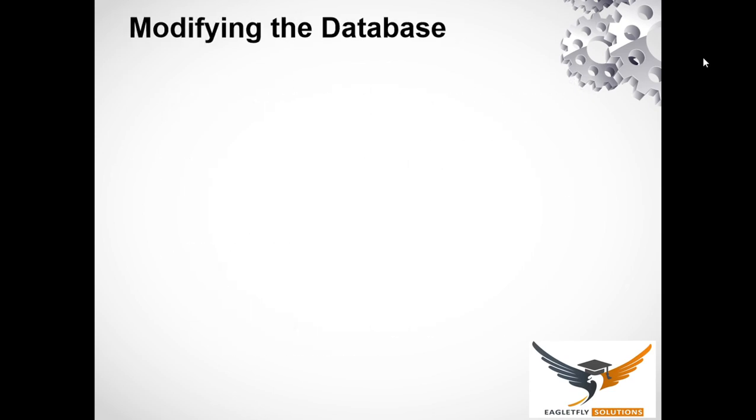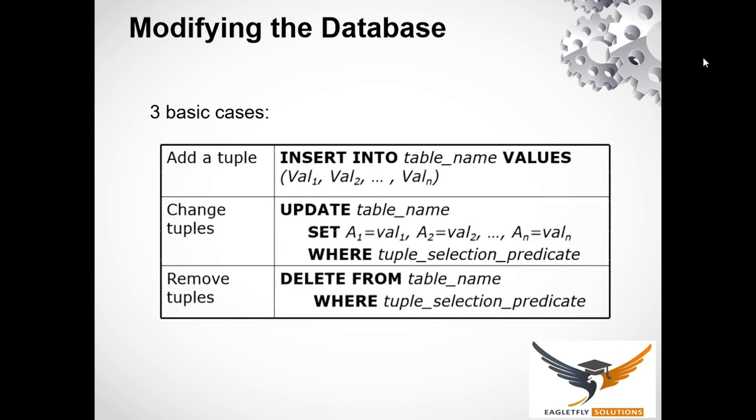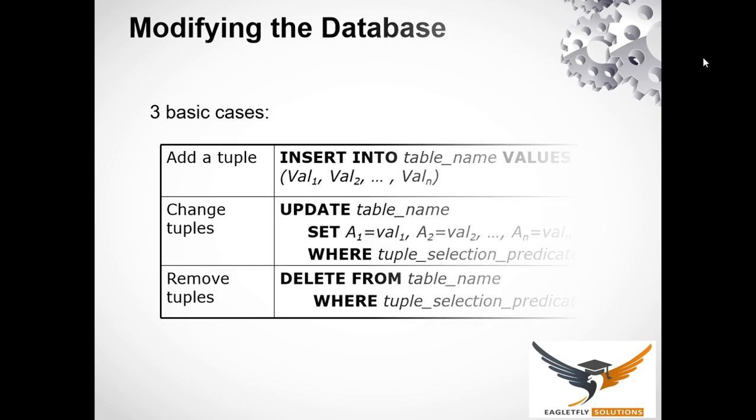Then we have modifying the database. There are three basic cases in which we can modify the database. First is add a tuple: insert into table name, thereafter values. Then we have update table name set, which is the changed value, and where we need to set the changed value. Then remove tuples: delete from table name where tuple selection predicate, from where we need to delete the content from the table.